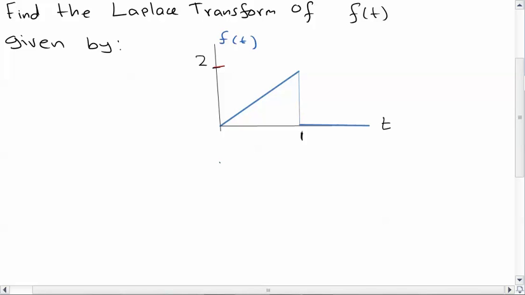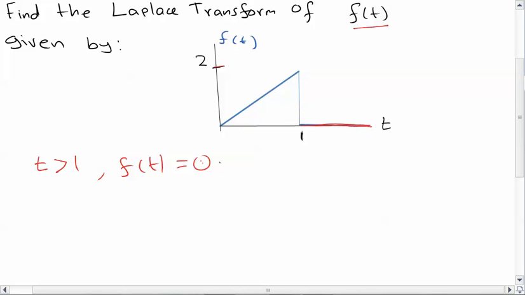So before we go on and do the Laplace transform, I would like to first of all be able to write the function f(t) given by the graph in a functional form. So we see the graph. The first thing we see is that after 1 unit of time, the function is 0. So I can write that down. When t is bigger than 1, f(t) equals 0. Okay, that's 1.